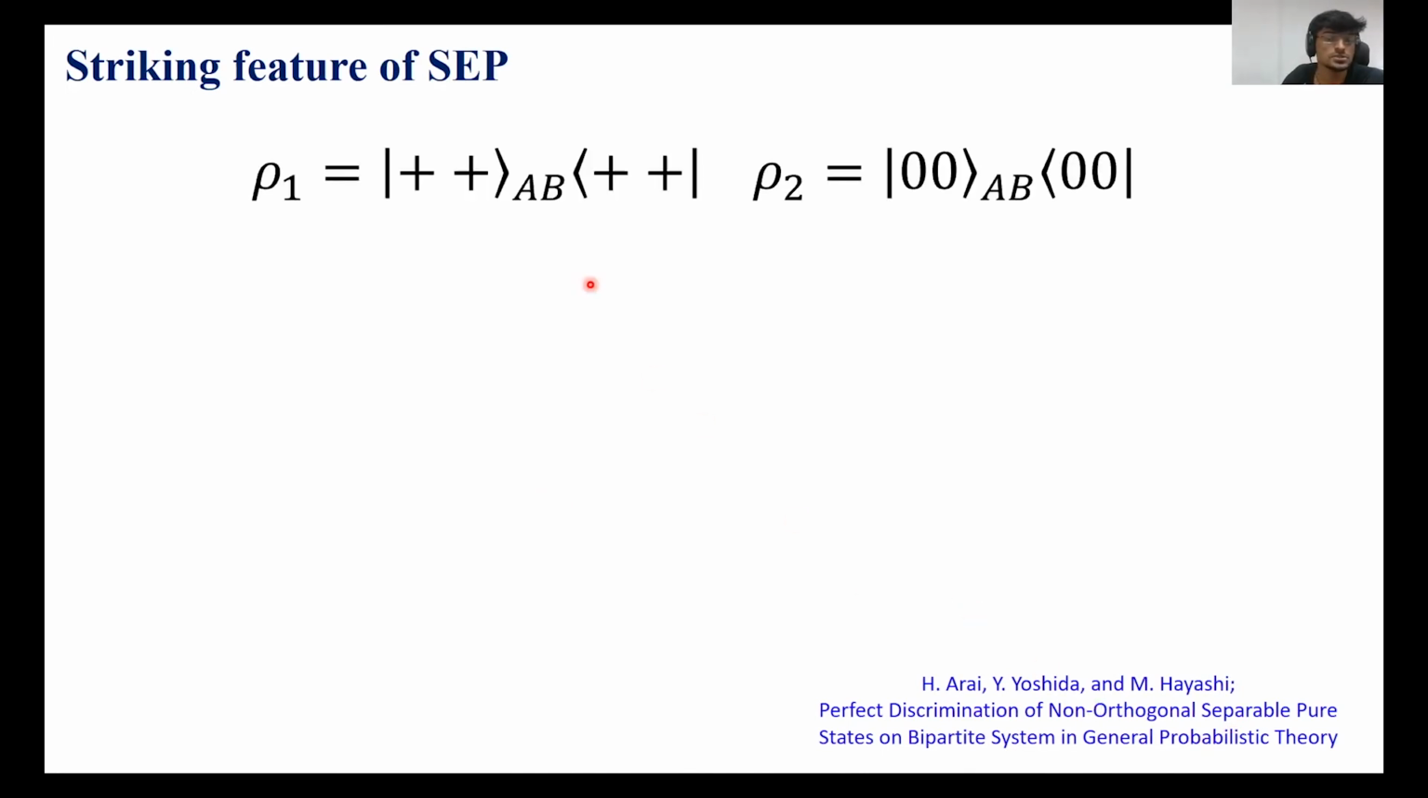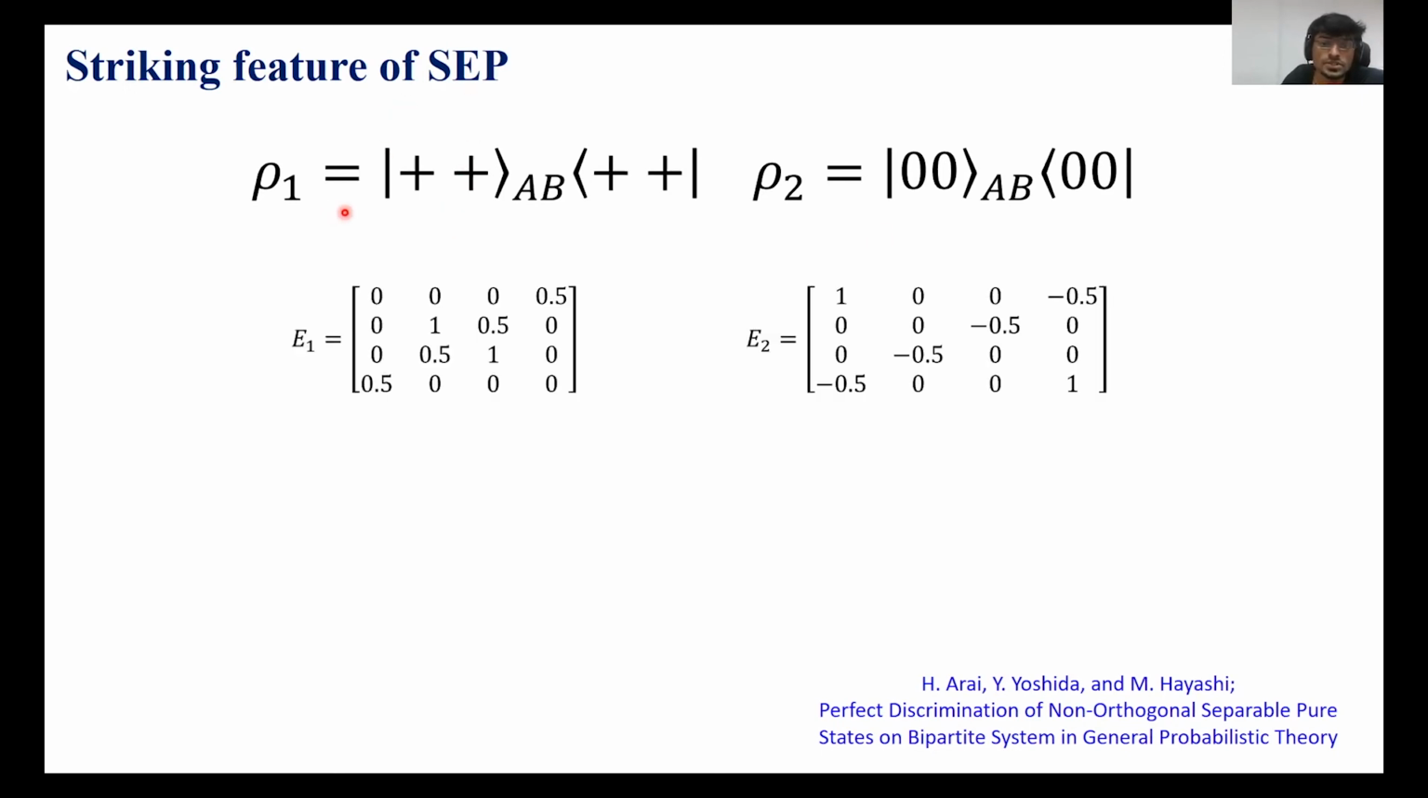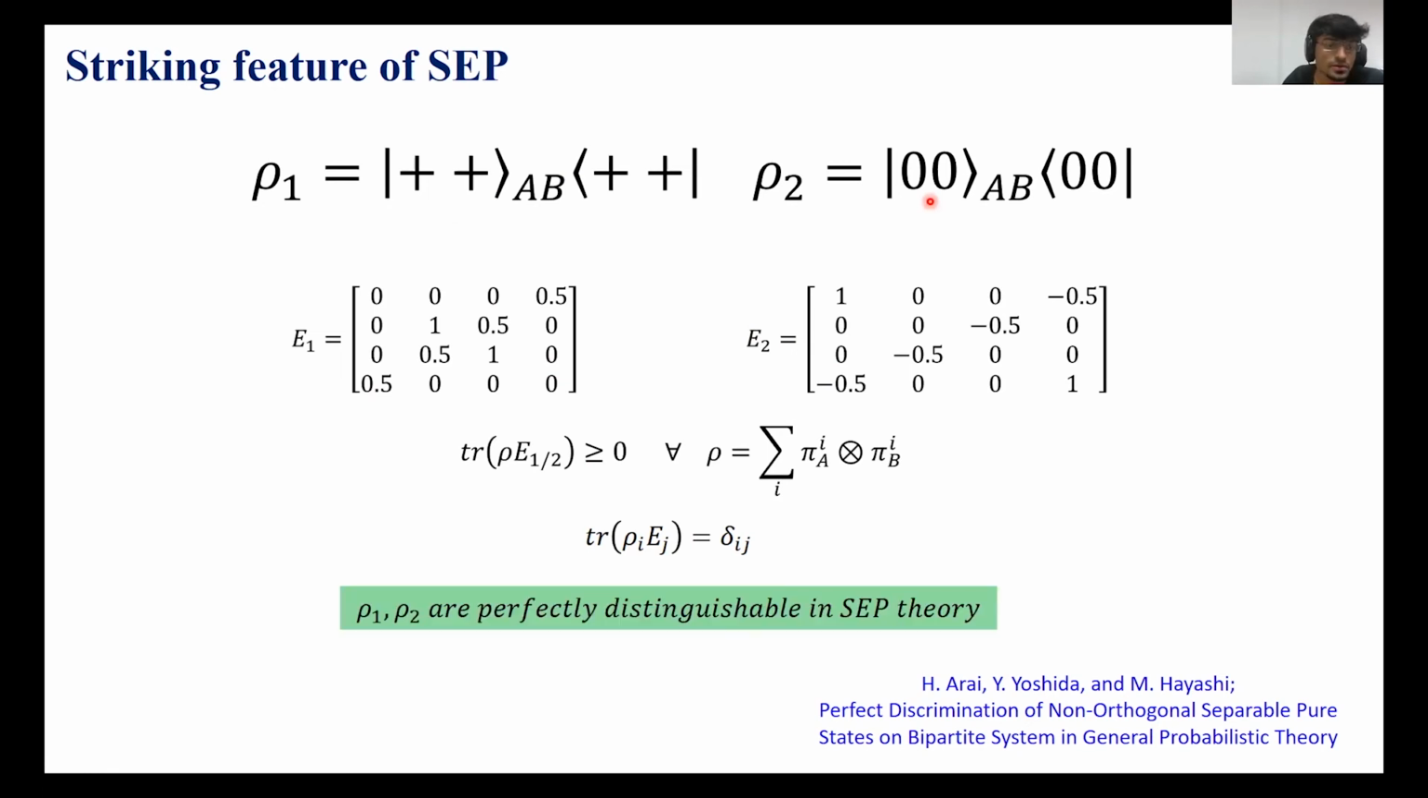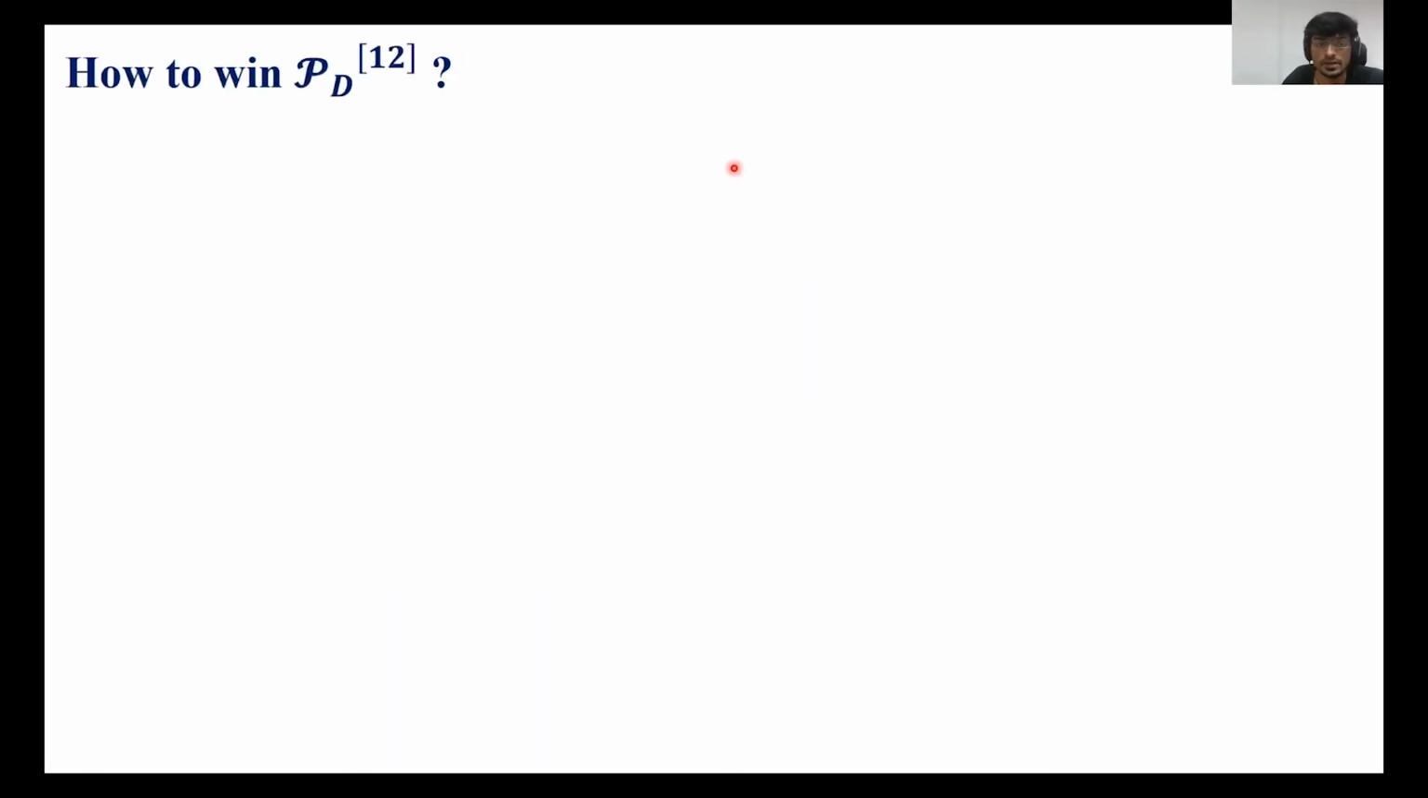So why is this so? This comes from a striking feature of this set theory, which was actually reported in this paper by Hayashi and his collaborators. Which is to say that non-orthogonal pure states can actually be distinguished in this set theory. Given 2 states, we can see that these 2 effects, which will constitute a measurement, are valid effects in the set theory because they give positive probability on all product states. So that's why these 2 effects can be used to distinguish these 2 states which are non-orthogonal. And this gives us the power to win the PD12 game.